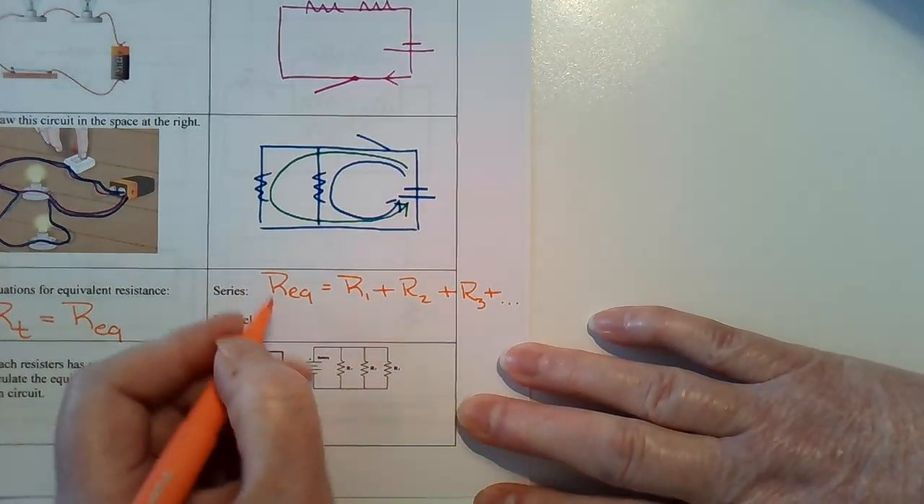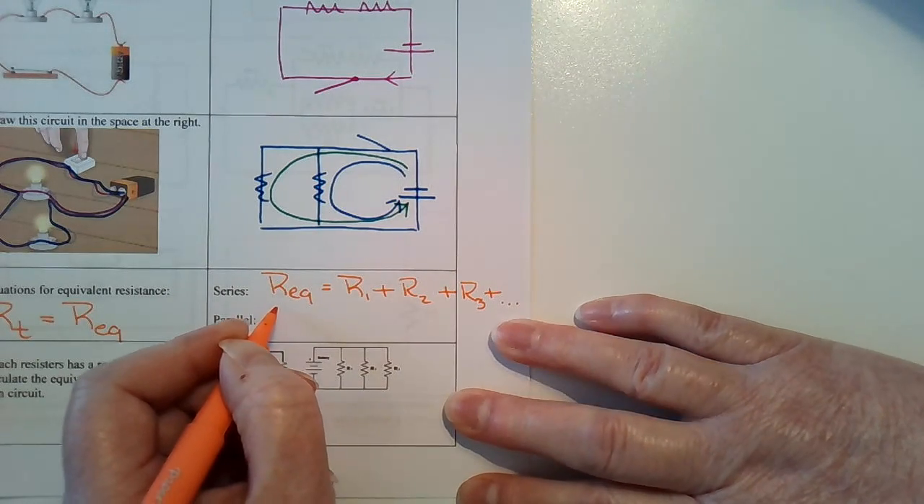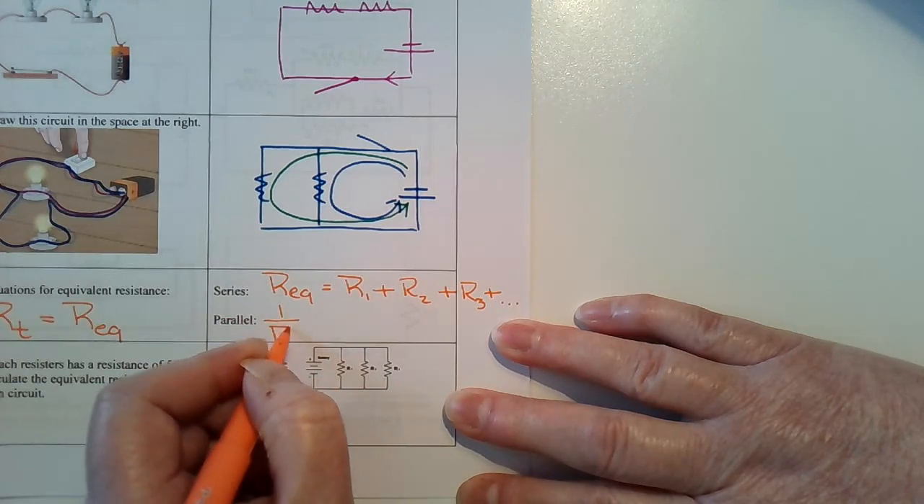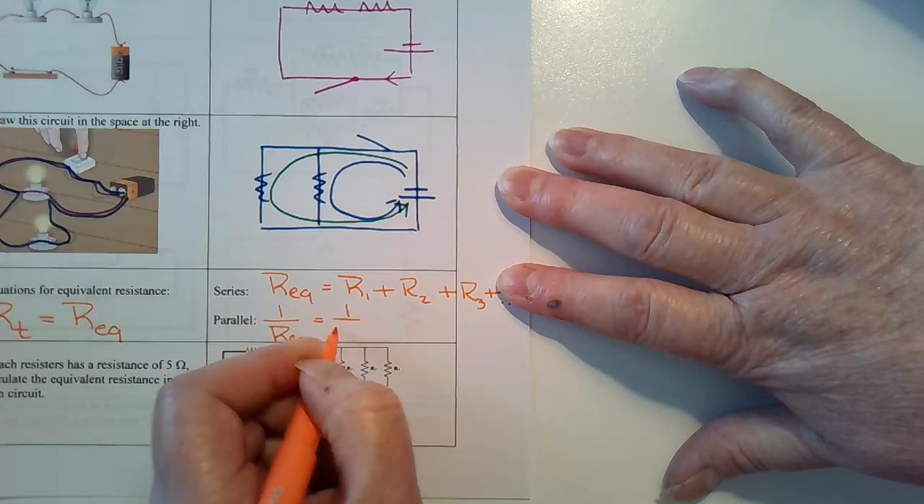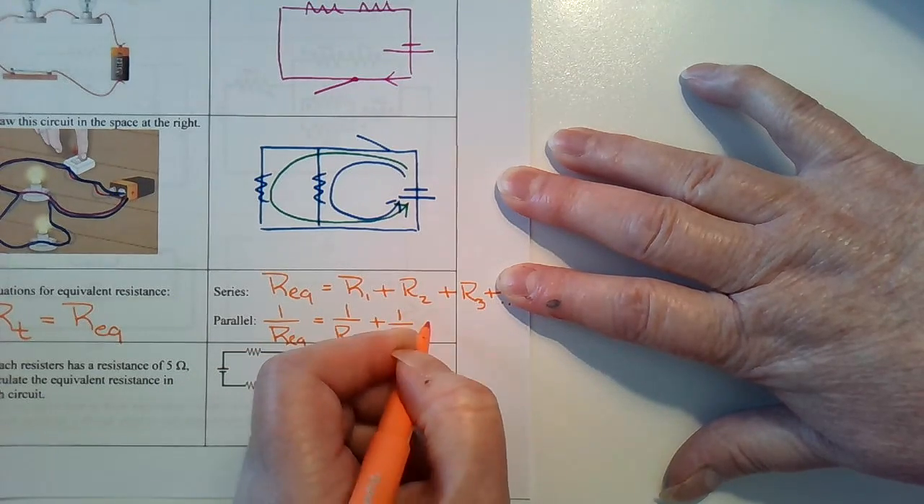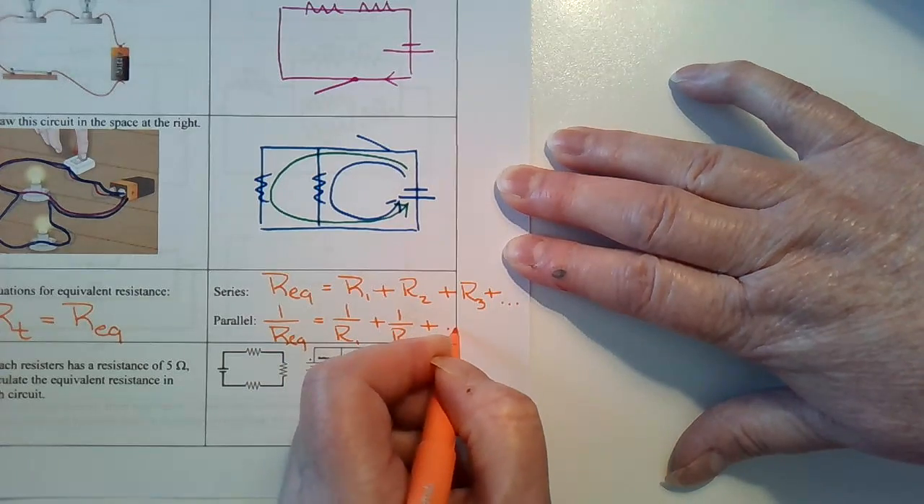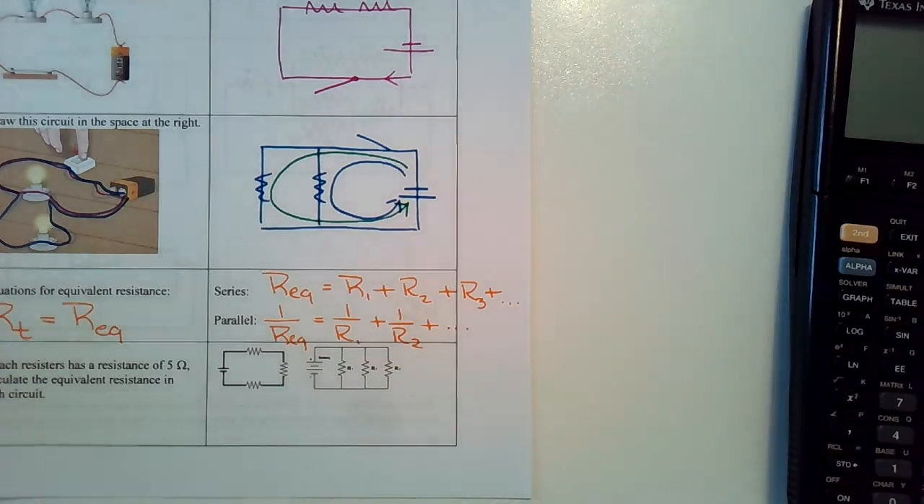Parallel circuits are a little bit more complicated. I call them 1/overs. So 1 over REQ equals 1 over the first value plus 1 over the second value plus 1 over the third value, dot, dot, dot, however many that you have. So let's practice that here really quick. So I would like you to get your calculator out and literally practice this with me.